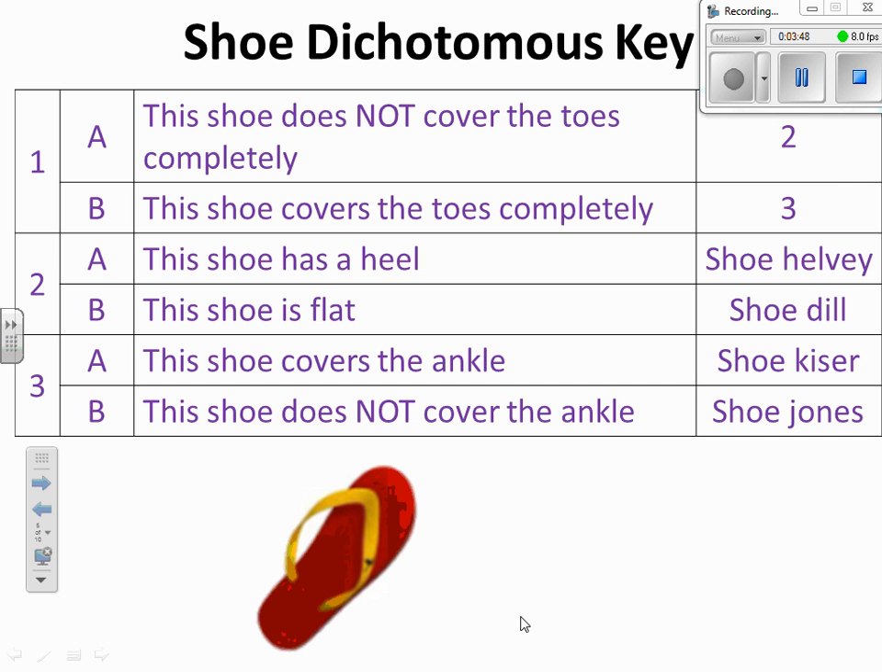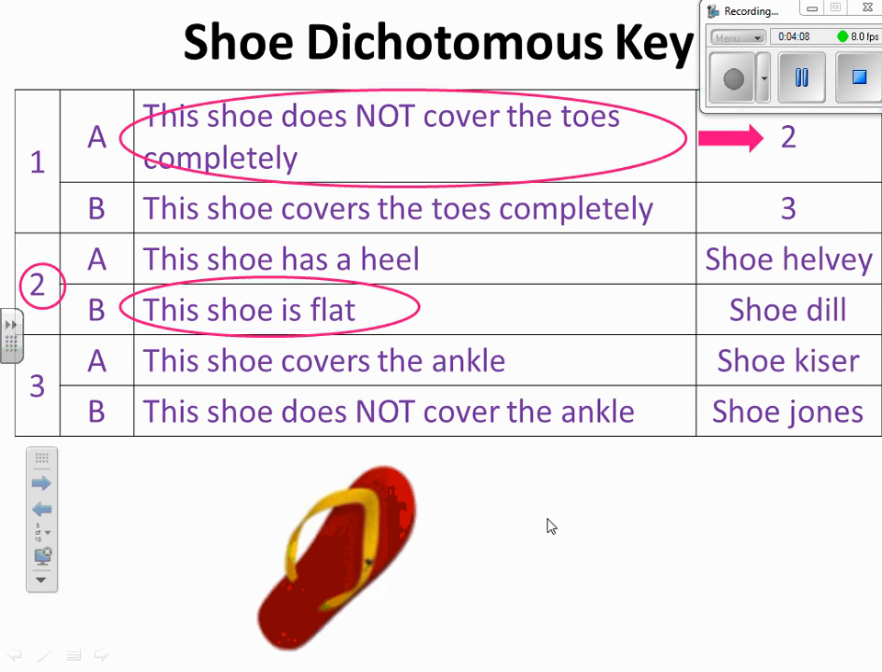Let's try one more using the same key but a different shoe. Still starting with question number 1. This shoe does not cover the toes completely, or this shoe covers the toes completely. So the toes would be right here, so the toes would be uncovered. So we're going to move on to question number 2. So here we are. We got 2 options now. This shoe has a heel, or this shoe is flat.